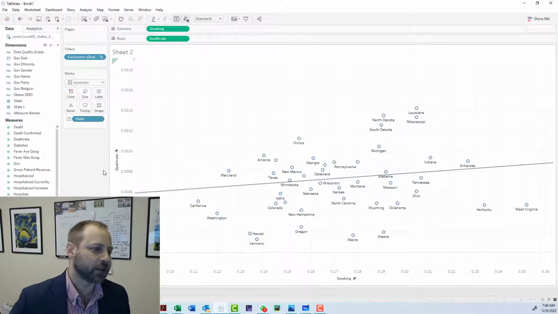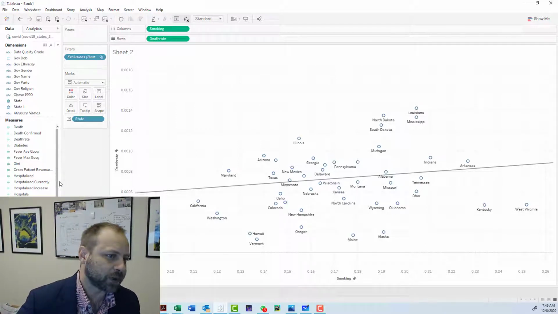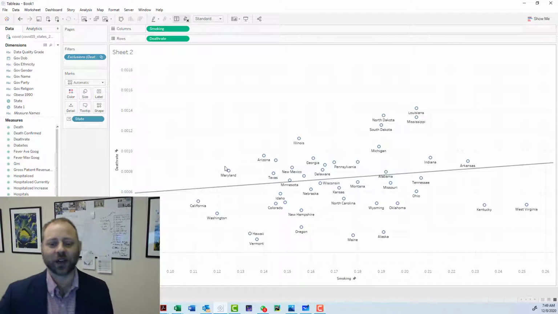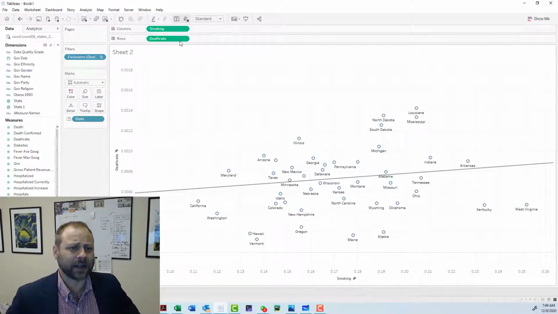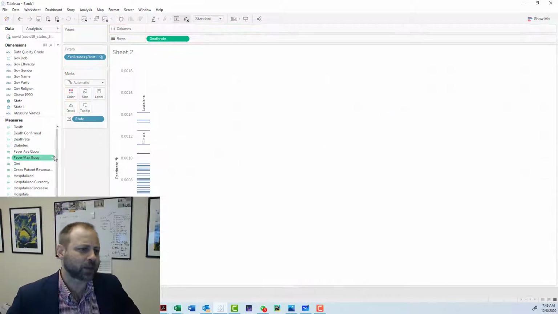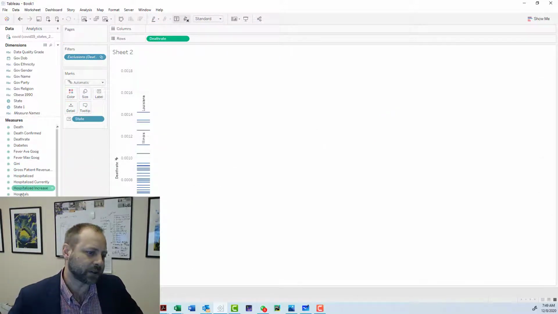Is there anything else we can look at? There's a bunch of other stuff. Oh, yes. Okay. So let's look at something like death rate, and let's go back to obesity, because that's the one everybody wants to know about. Obesity.